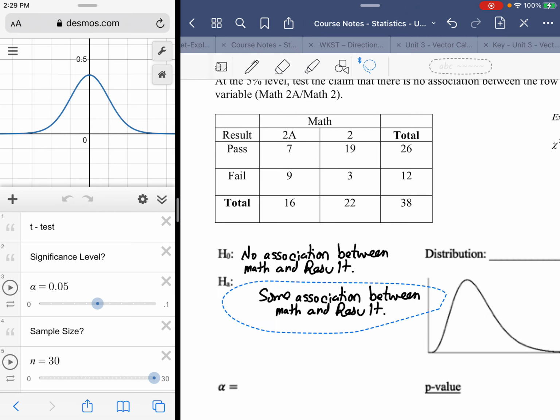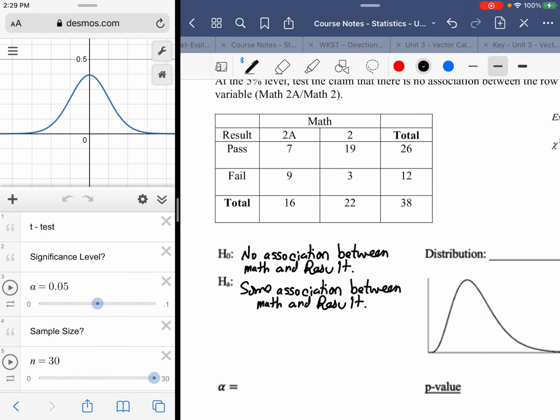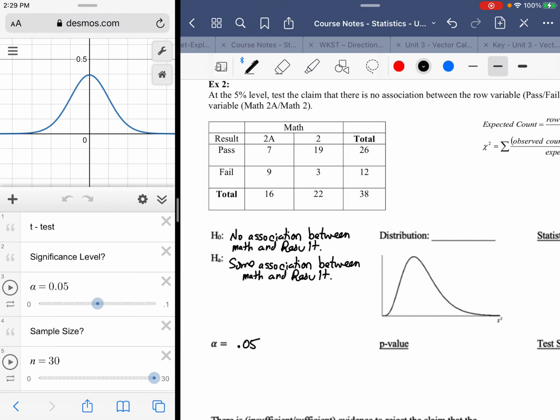All right, so we're doing this at the 5% level. That's my alpha. We need degrees of freedom. Degrees of freedom, again, is the number of rows minus 1 times the number of columns minus 1. When we talk about rows and columns, we're talking about the heart of the table, so we're excluding any totals. Just this part of the table here is what we're looking at. That's 2 by 2. We have 2 rows, 2 columns, so 2 minus 1 times 2 minus 1. 1 times 1 is equal to 1.